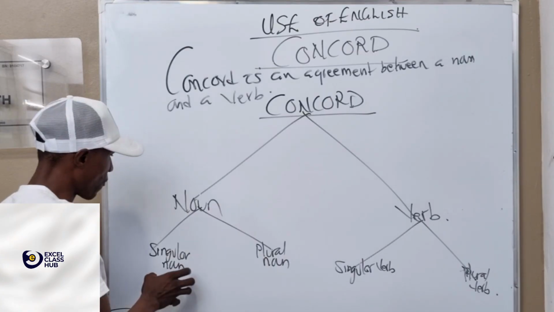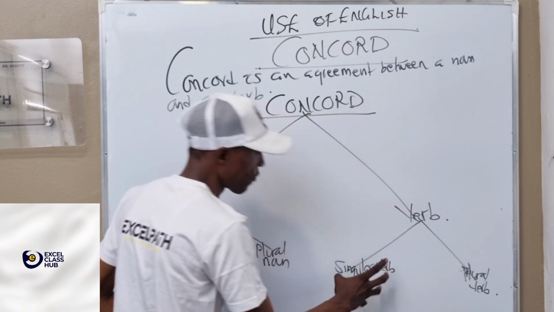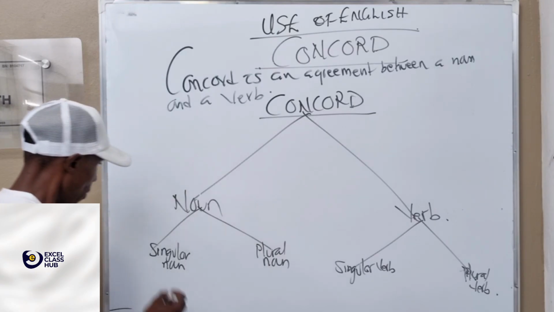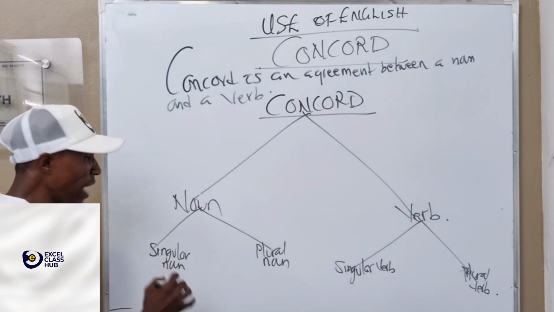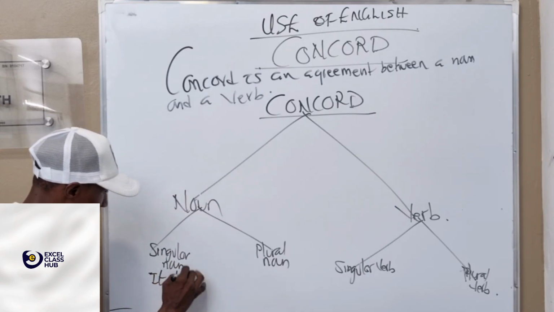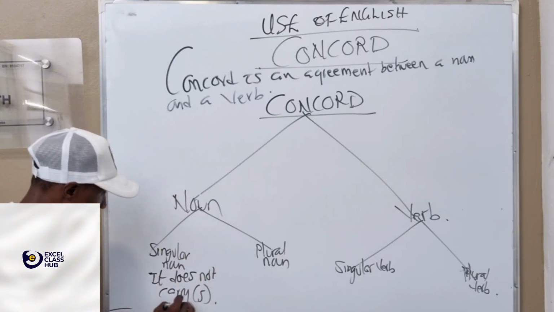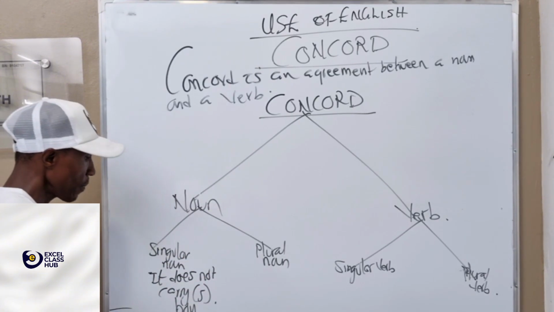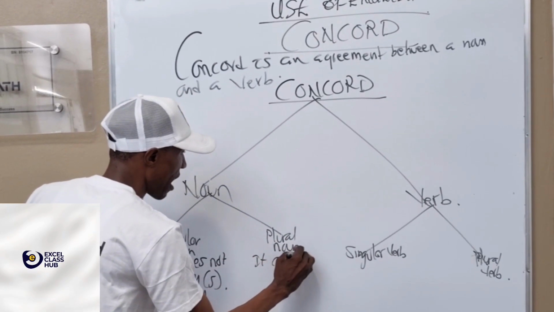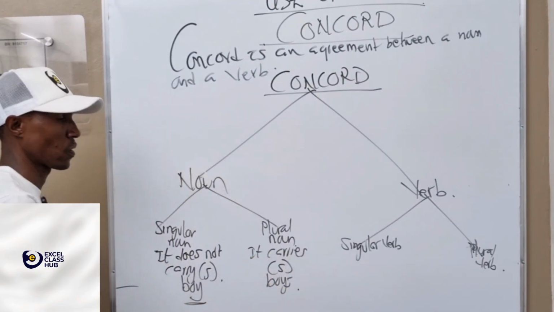Now, how do we identify a singular noun? How do we identify a plural noun? How do we identify a singular verb and how do we identify a plural verb? Now, whenever you see a word under singular noun, it does not carry what? S. It does not carry S. Take for instance, you have your word boy. Now, when you see a word under plural noun, it carries what? It carries S. Take for instance, you have your word boys.